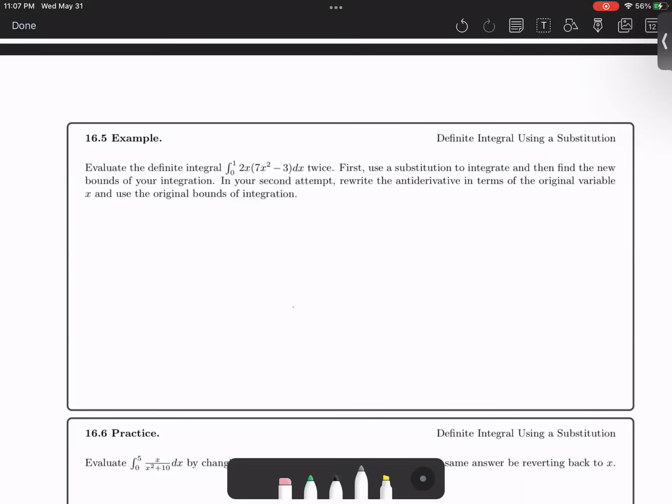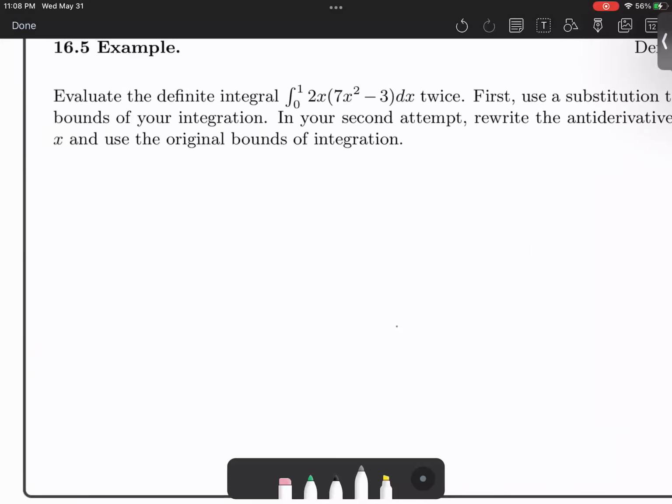This example is going to exemplify how we can find definite integrals using a variable substitution, but that we have to be careful about the ends of our integrals, so the bounds of the integral. All right, let's work on solving the integral from 0 to 1 of 2x times 7x squared minus 3. So this tells me that x is traveling from 0 to 1. All right, so you could integrate this without a variable substitution, but let's use a variable substitution.